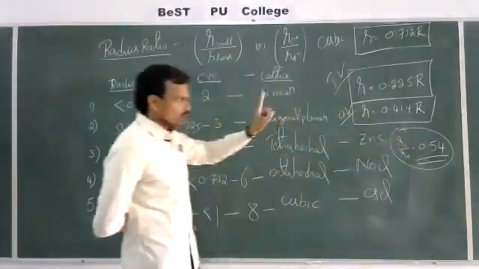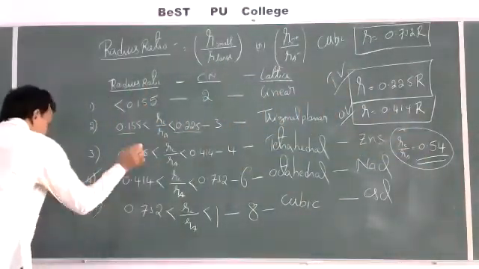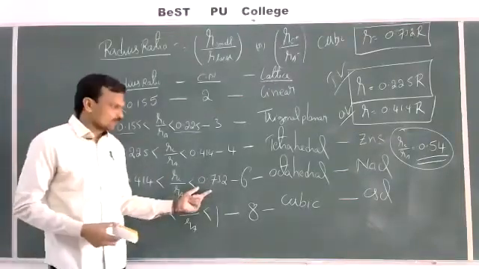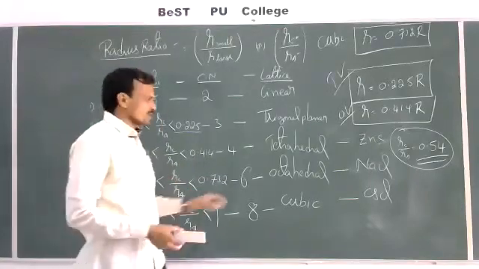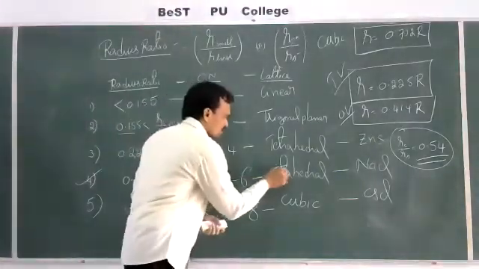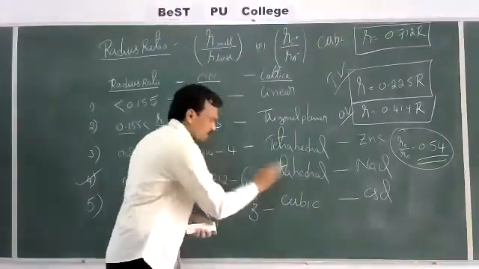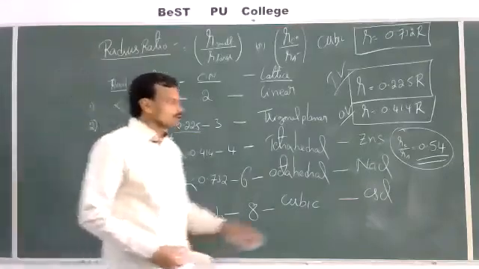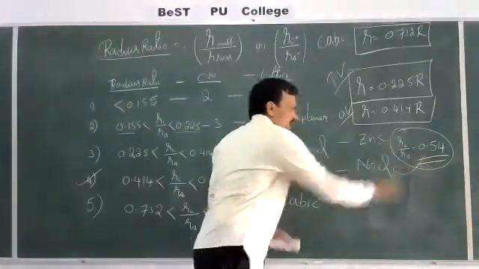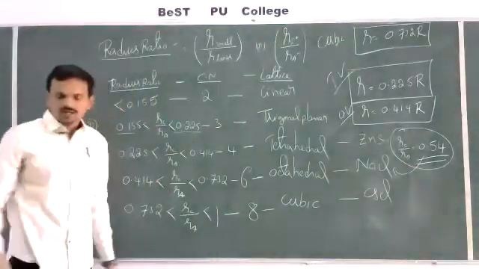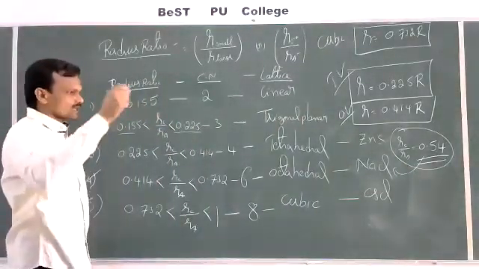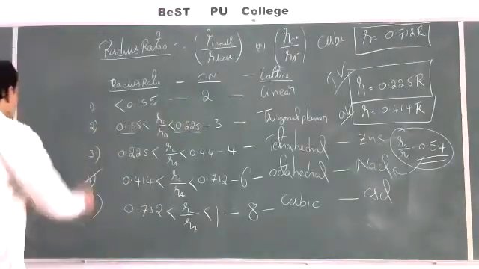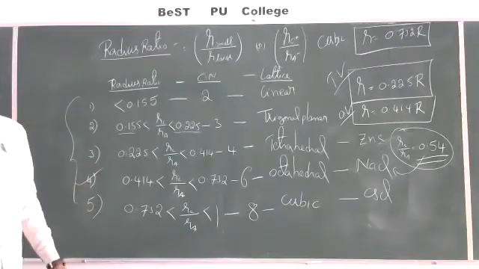Now this 0.54 lies in this range, see there? 0.414 to 0.732. That means the smaller particles occupy octahedral voids, and the coordination number is 6. And the value I gave is for NaCl only. This is the radius ratio of NaCl, radius of Na+ divided by radius of Cl-, which is equal to 0.54. This is important from the objective point of view, not required for the PUC examination.